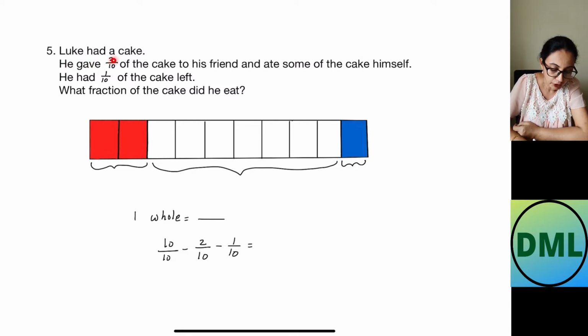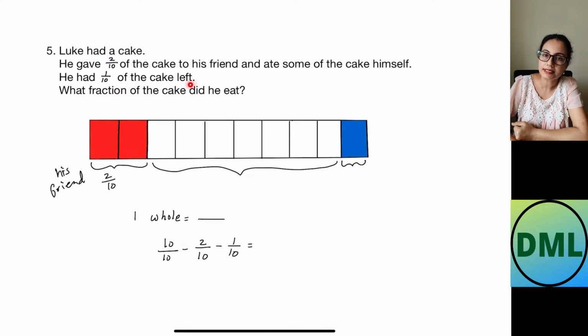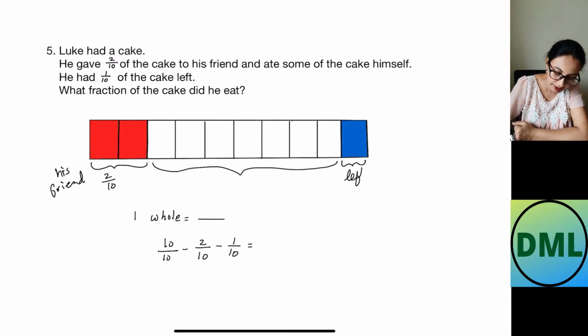He gave 2/10 of the cake to his friend. As you can see, 2 parts are red. He gave it to his friend. Let's write it. This is 2 by 10. 1/10 of the cake is left. As you can see here, one part I have shaded as blue, which is left. Let's write down. This part is left, which is 1 by 10.